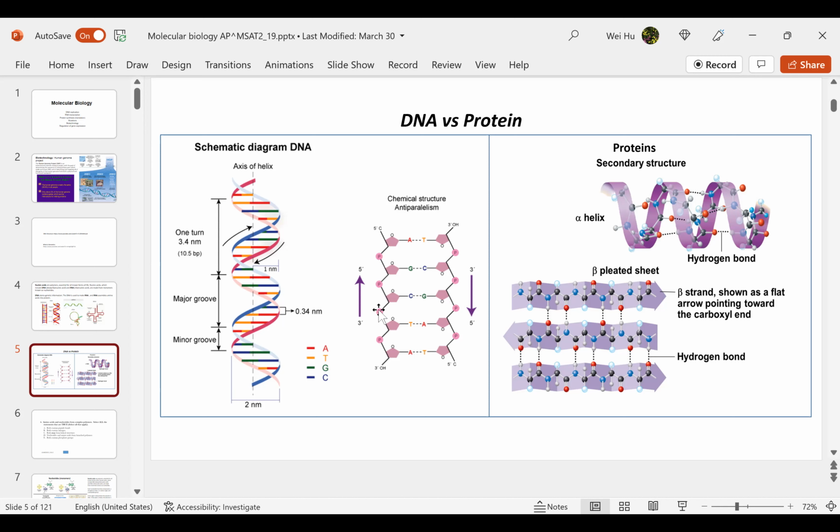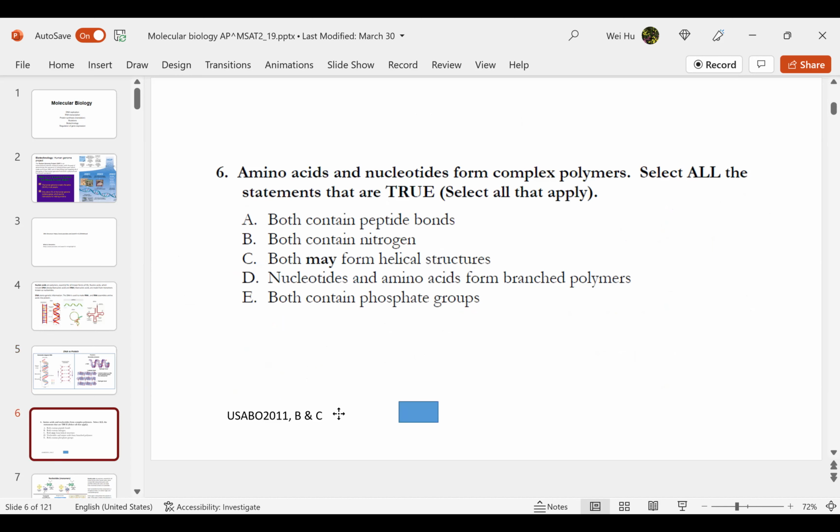So we said you have 2 strands, and each strand is linked by phosphate. The phosphate links individual nucleotides together. We also talked about antiparallel. Antiparallel means one direction is 5 to 3, and the opposite direction is 3 to 5, correct? Okay, so now let's look at this question.